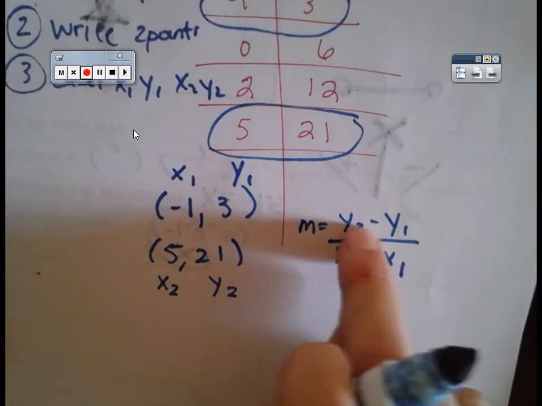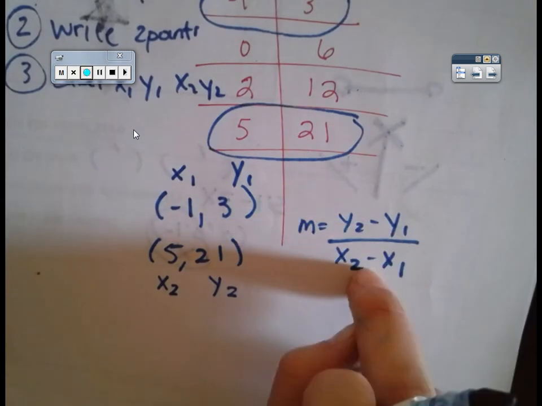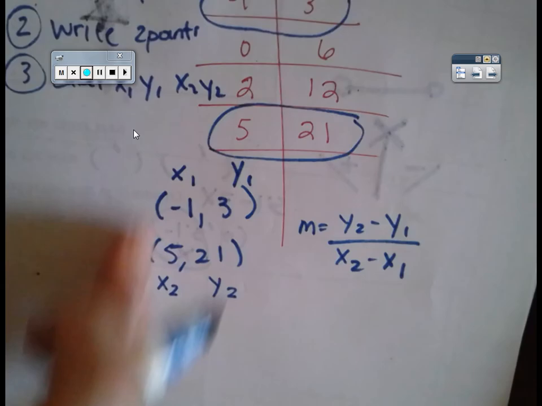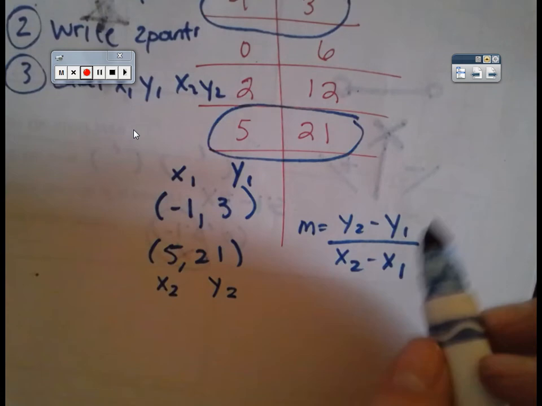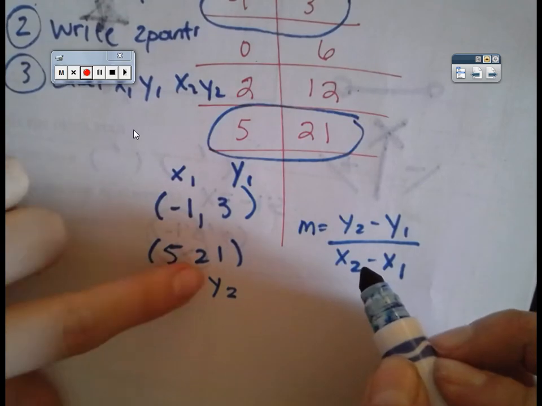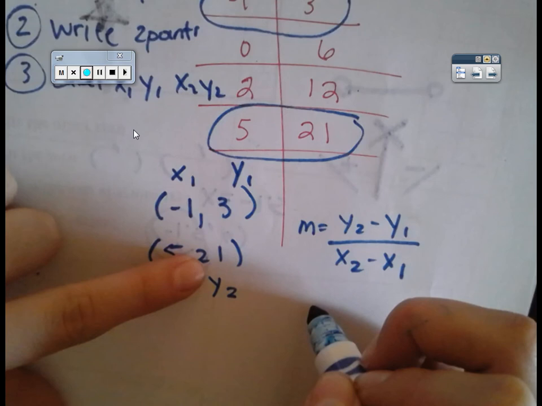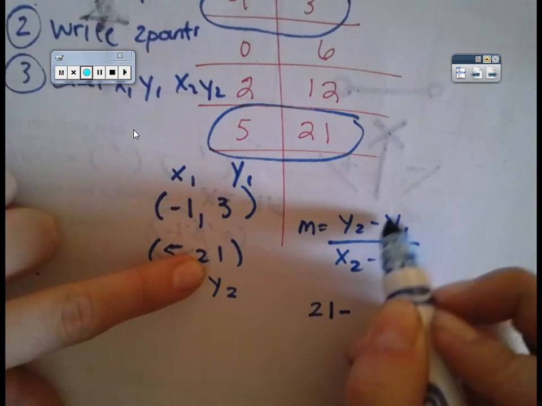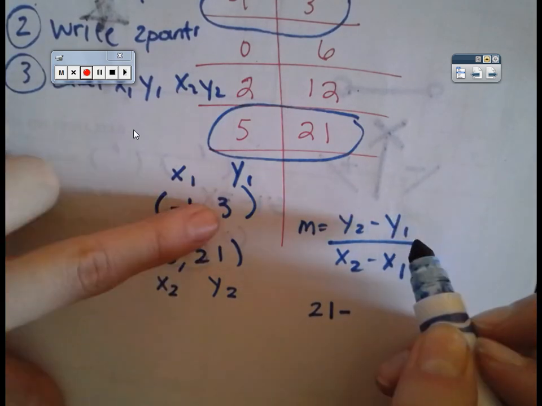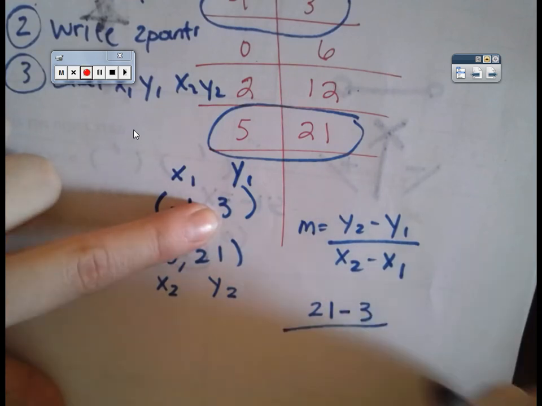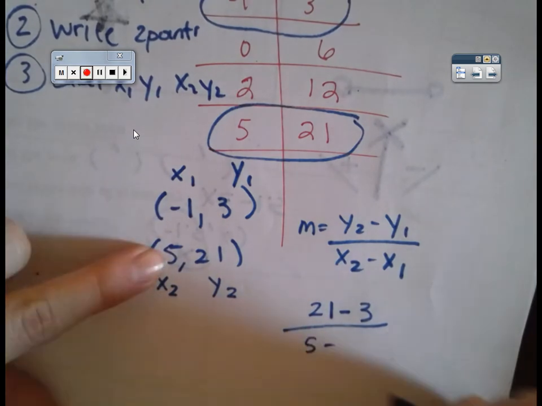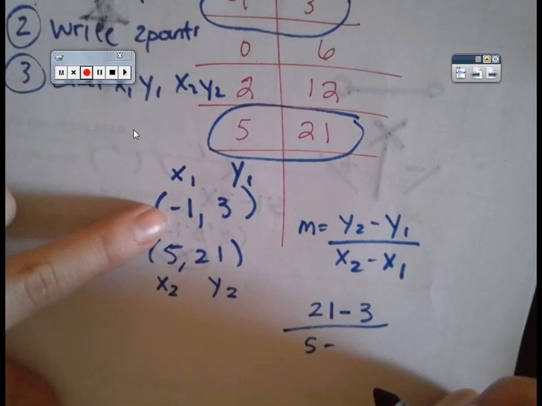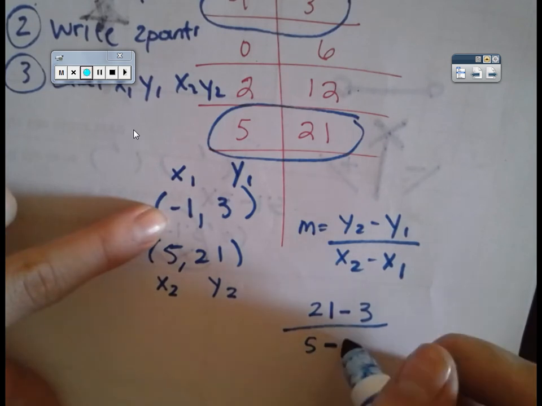Okay, so you're subtracting the y's over the x's. Remember the y's on top, and the x's on the bottom. Okay, so I subtract y2. This is y2. So 21 minus y1. y1 is 3, so I put -3. If it were negative, you would put a negative. Alright, x2. x2 is 5 minus x1. My x1 is -1, so I put minus a -1.